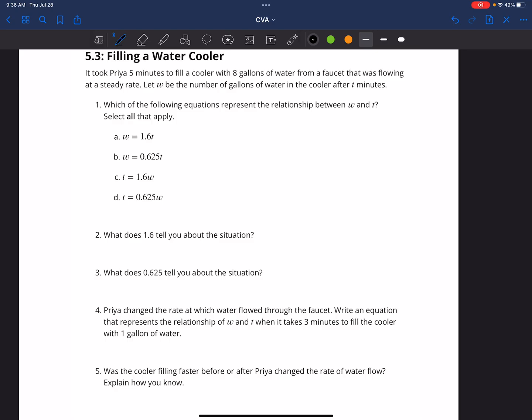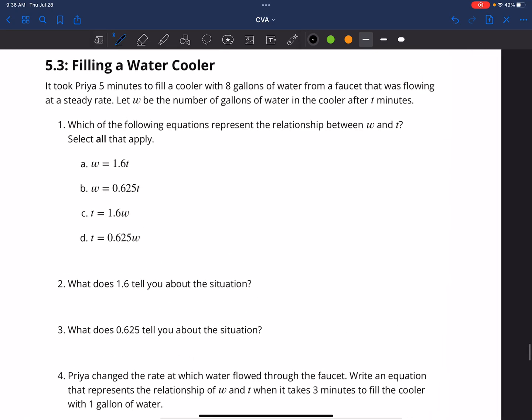All right, let's take a look at this problem here. It took Priya 5 minutes to fill a cooler with 8 gallons of water from a faucet that was flowing at a steady rate. Let W be the number of gallons of water in the cooler after T minutes. Okay, so I'm just going to put your information down.